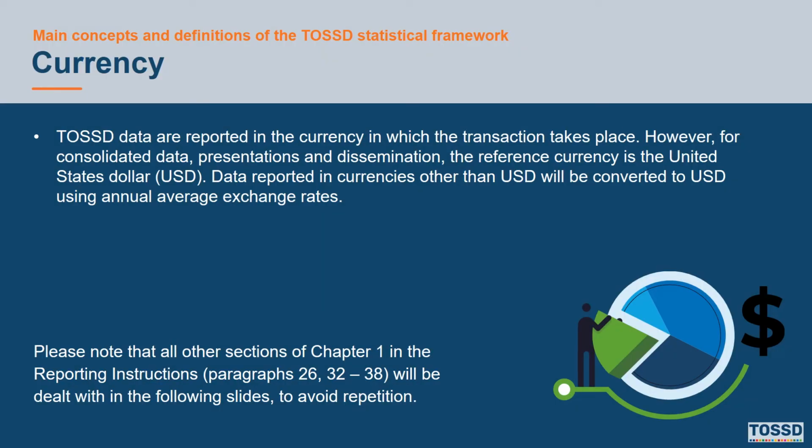TOSSD data are reported in the currency in which the transaction takes place. However, to be comparable, they need to be presented in the same unit of measurement. That unit of measurement is the United States dollar. Data reported in currencies other than USD will be converted to USD using the annual average exchange rate.